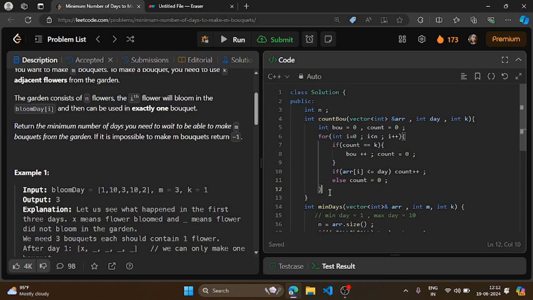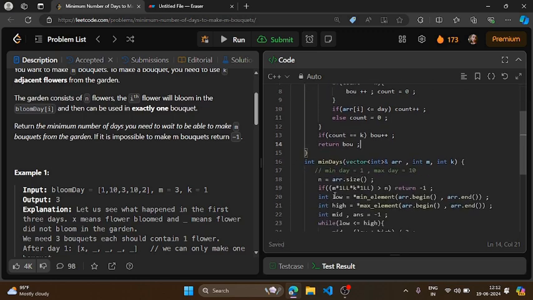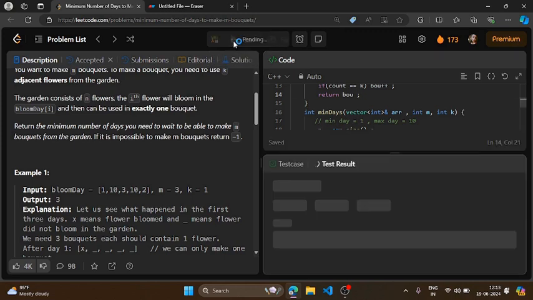Now after this loop, again I will have to check if the count has become equal to k. If it is, then I can increase my number of bouquets, and here I will be returning my number of bouquets simply. So this is the solution. Now let's run it.